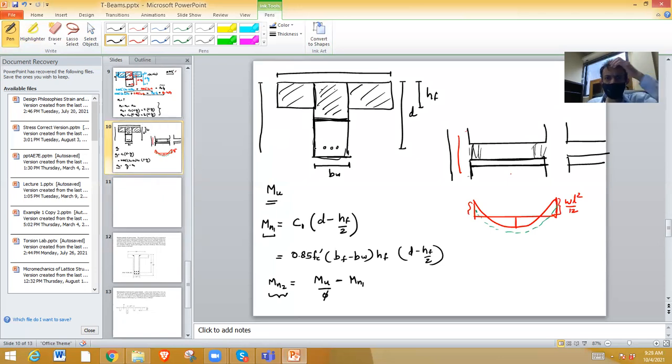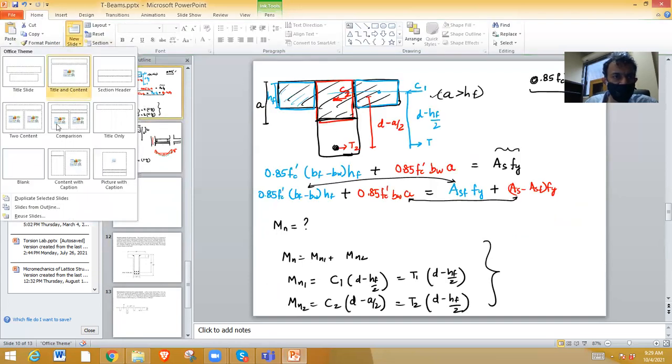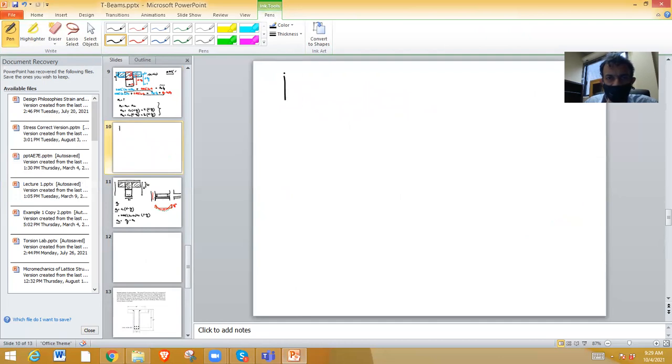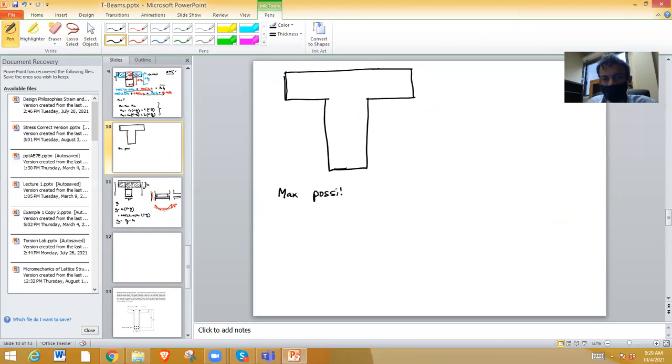Okay, sorry, before we start, I forgot to mention one point in the design itself. What is that? The first thing you will calculate in the design is like this. You will take the maximum possible Mn when it acts as a rectangular beam.